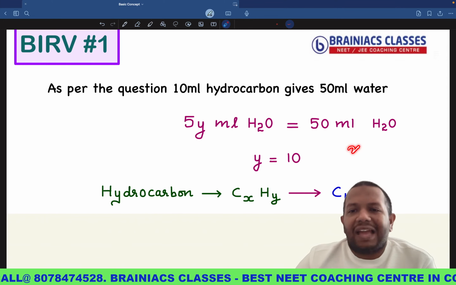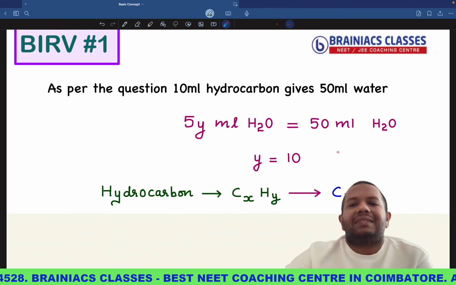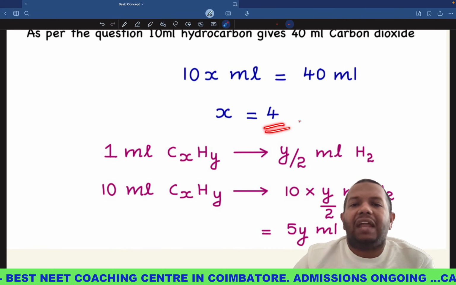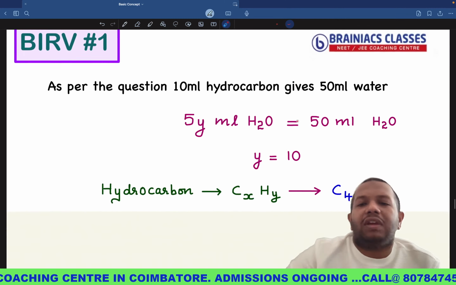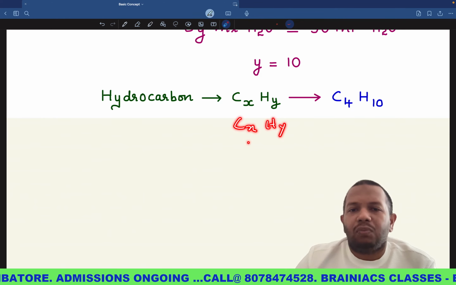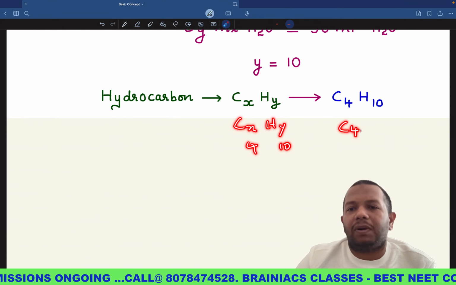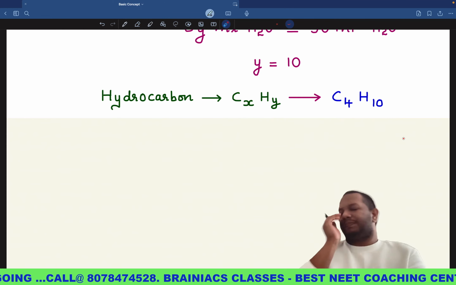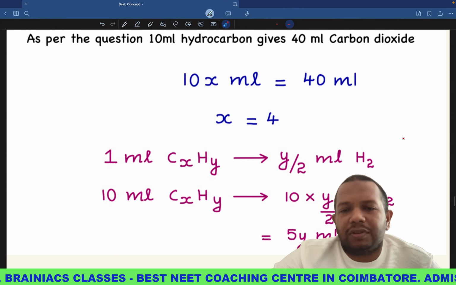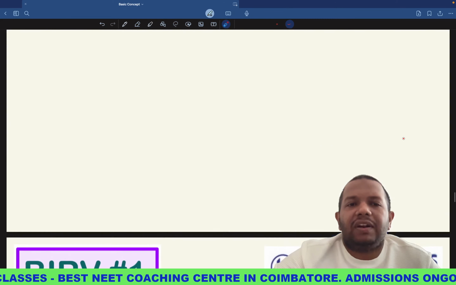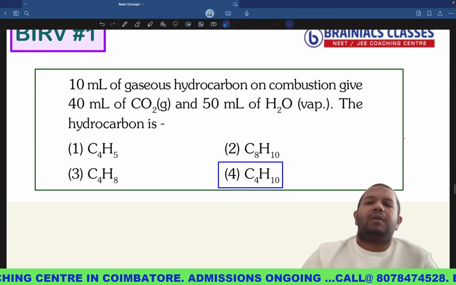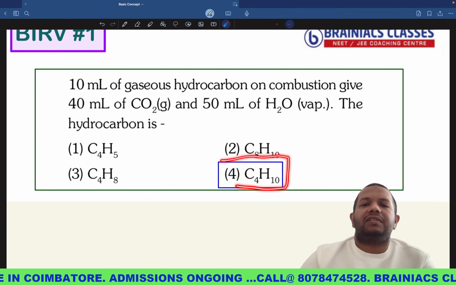So we got x and y for you. x is equal to 4 and y is equal to 10. So we can substitute in our hydrocarbon CxHy, 4 and 10. So my hydrocarbon is C4H10. Very simple. Based on the given, you can substitute and get the answer. It is given in the options, C4H10. Yes, this is a very important question. Option 4 is the correct answer.